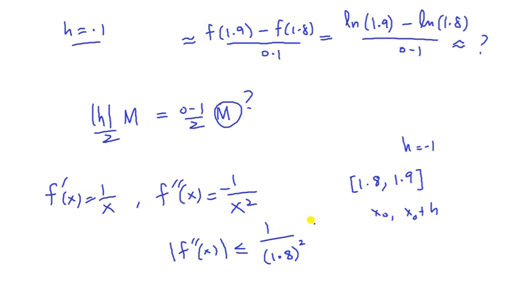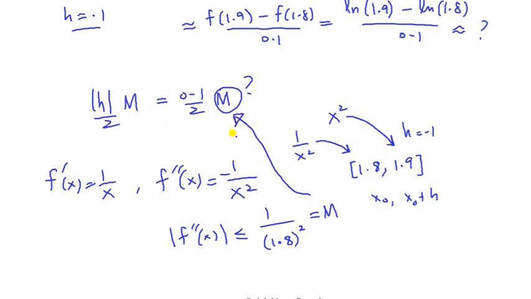Okay, so we can take this as m. 1 over 1.8 square will be m. Let's say it is not 1 over x square, it is x square. Now x square will be maximum at 1.9, not 1.8. But if you take 1 over x square, this will be maximum at the smallest value, not at the biggest value. The reason is it is in the denominator. So if the denominator is small, the whole thing will be the maximum. So I can take this as m. Now just put this m here.